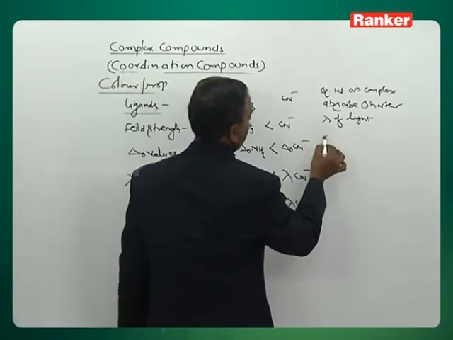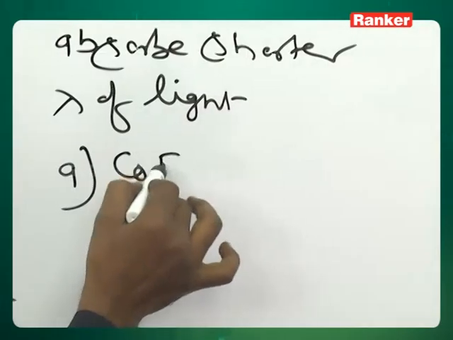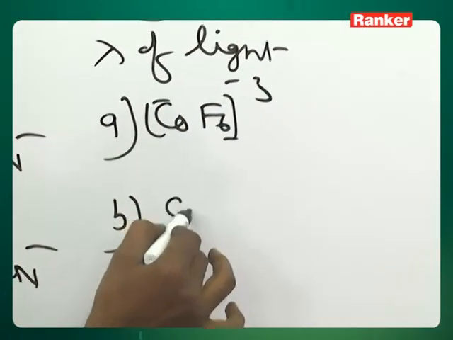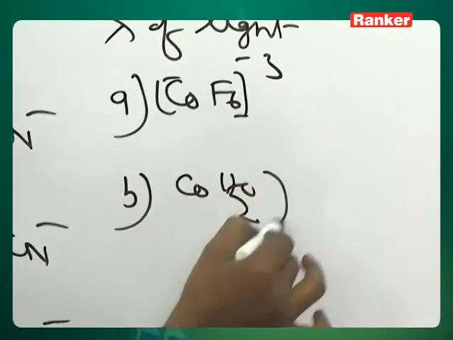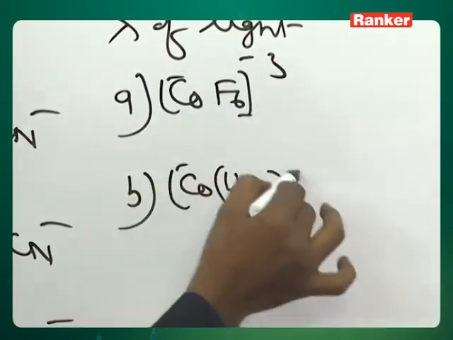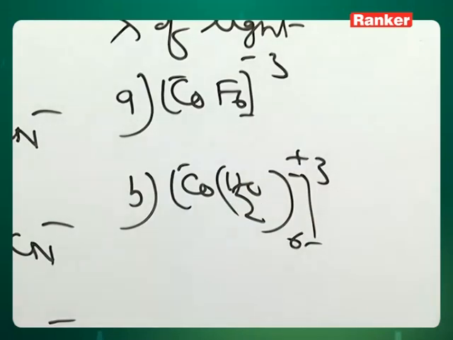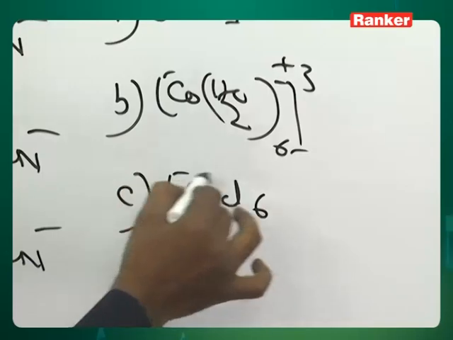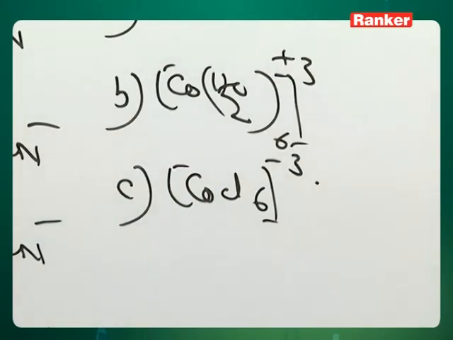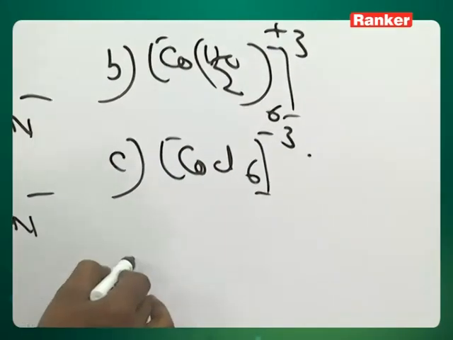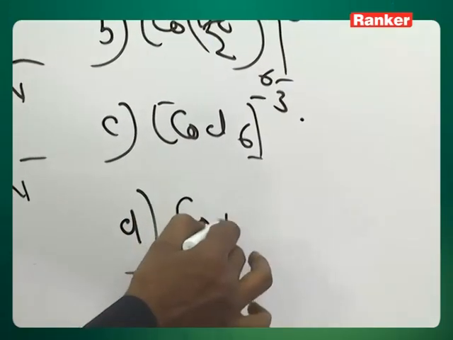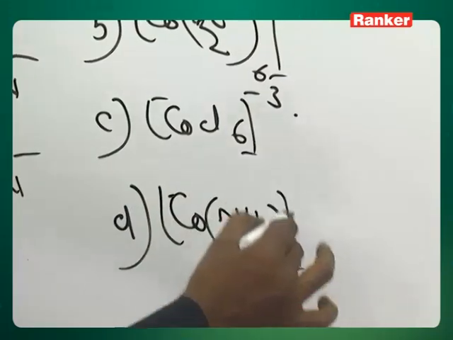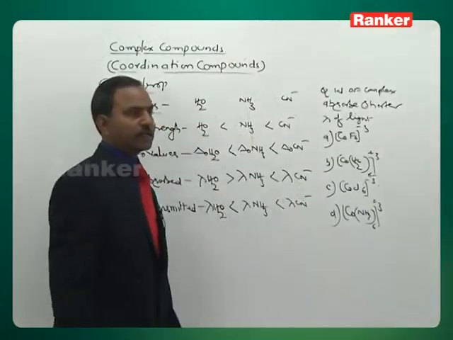See, A: CoF6 3 minus, B: Co H2O 6 plus 3 complex, C: CoCl6 you take 3 minus. Let me give here D: Co NH3 6 plus 3. A question appears like this in the examination.